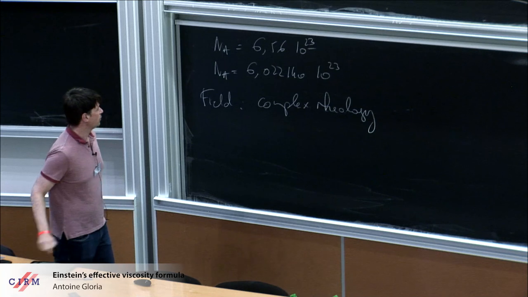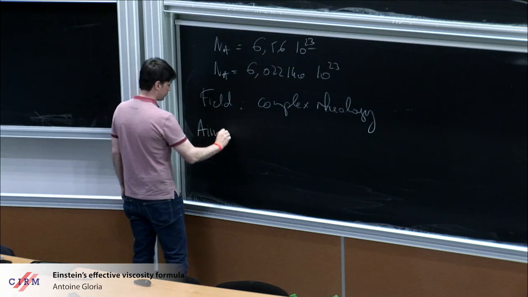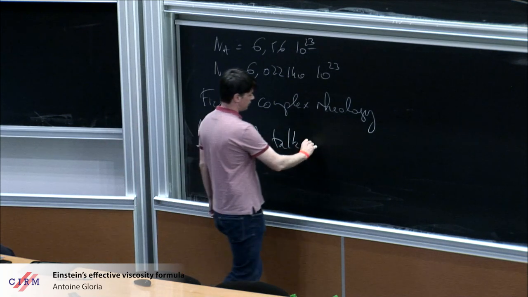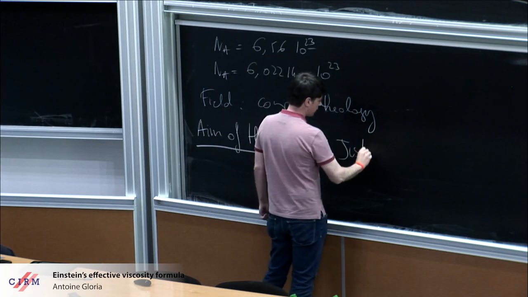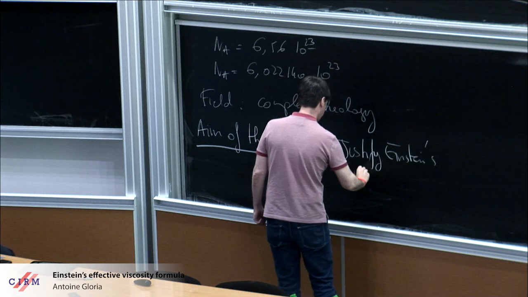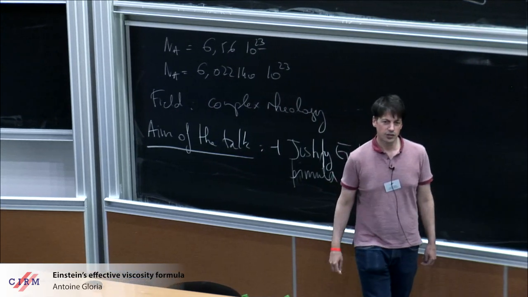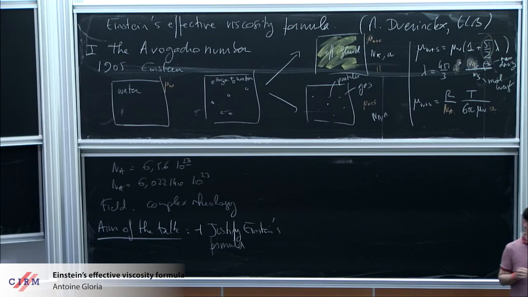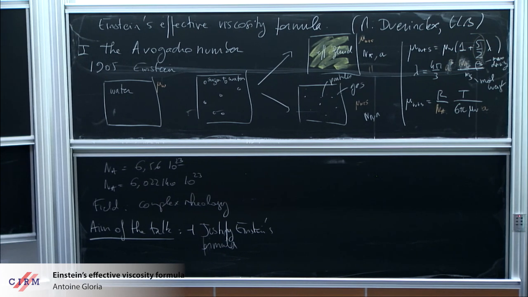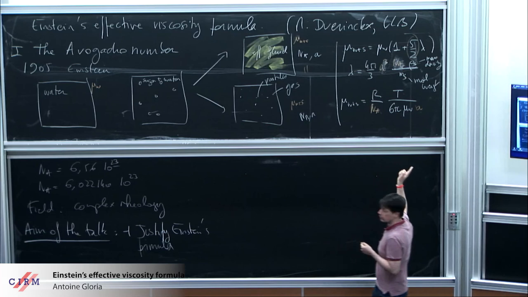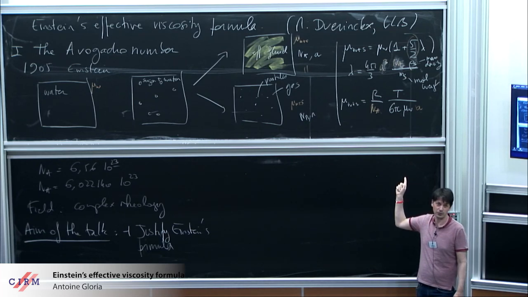Okay, so now I come to the aim of the talk. So first thing, I'd like to show you a justification of Einstein's formula. And when I say justify Einstein's formula, I want to make no assumption. That would be the dream. There's no assumption at all on the point process. Well, that's almost the case. But there's still something to assume. That's the fact that the second order is not as large as the first one.